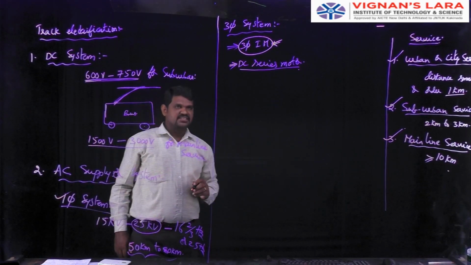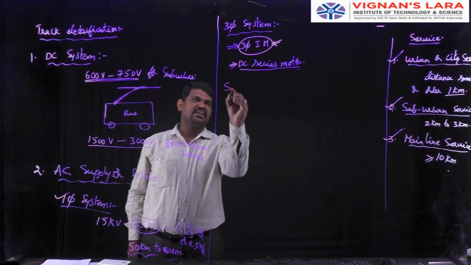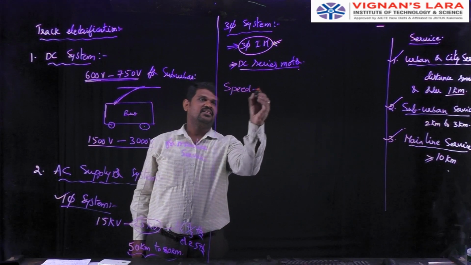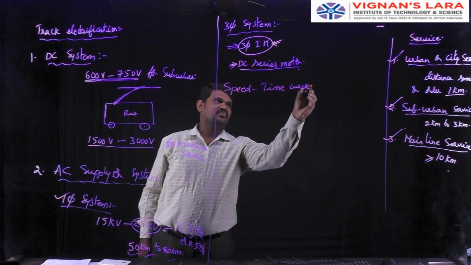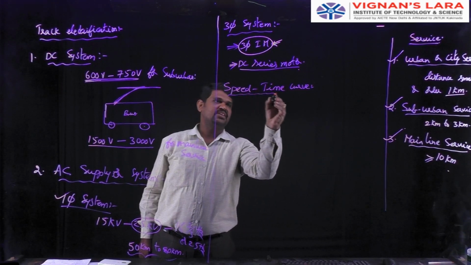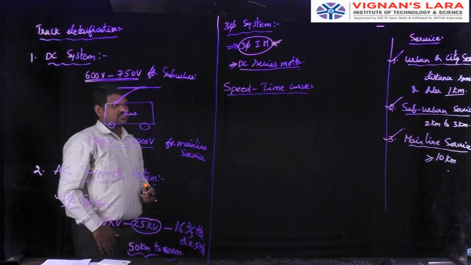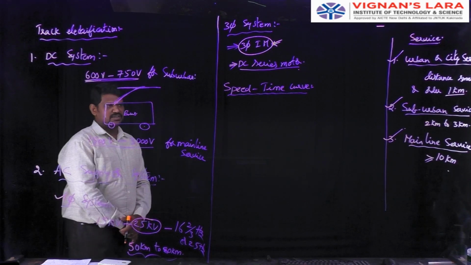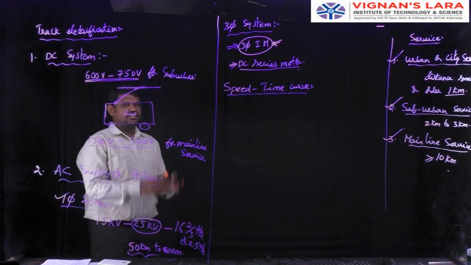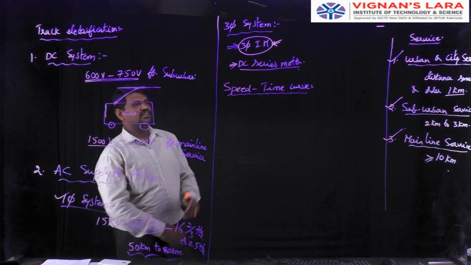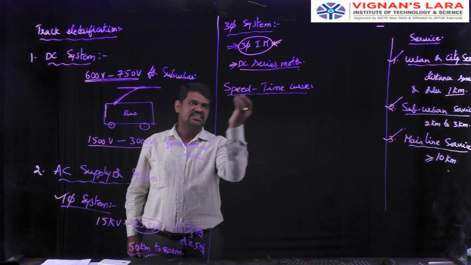Next topic, I want to explain the speed time curve. Now this is very important, so you should concentrate on the speed time curves. Now what do you mean by speed time curve? The name indicates that this is a curve drawn between two variables. One is the speed, the other one is the time.